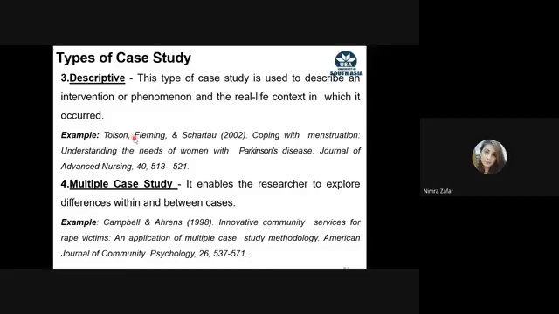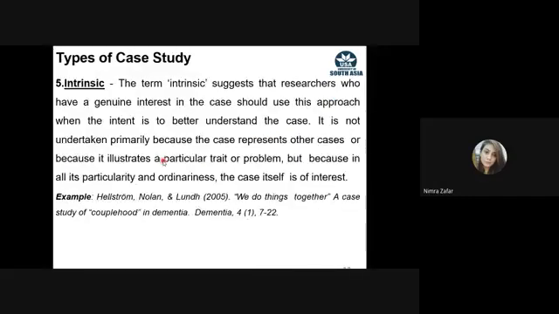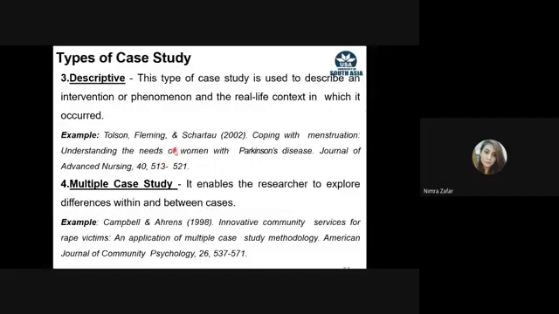In example, you can see understanding the needs of women with Parkinson's disease. So, this Parkinson's disease is a real life contextual disease, or you can say it is a phenomena which occurs. So, basically, we are understanding the needs of women with that disease. So, we are basically giving the description through the understanding. So this is a descriptive type of research in which we will give a description by doing a case study on this type of disease.